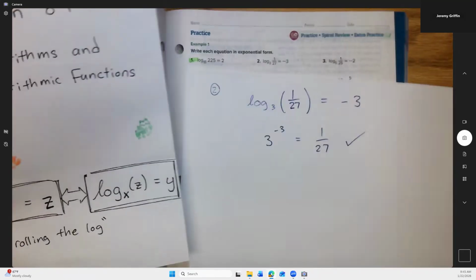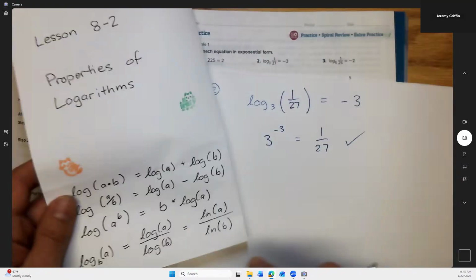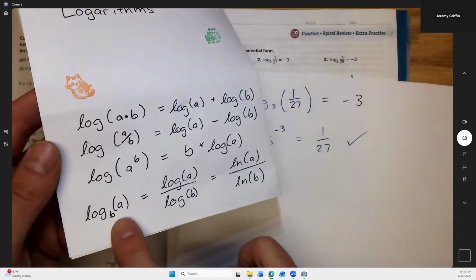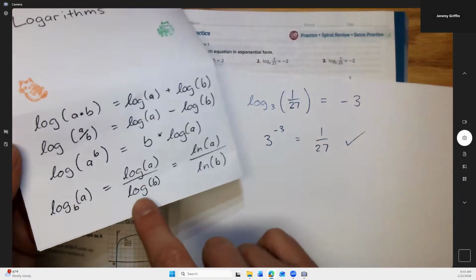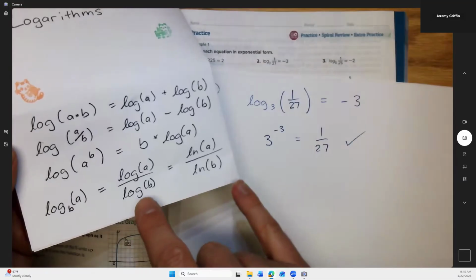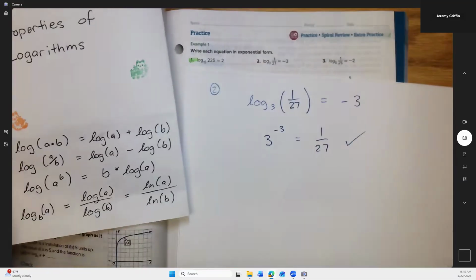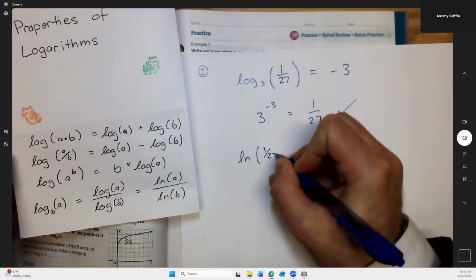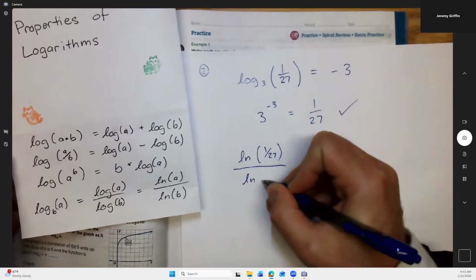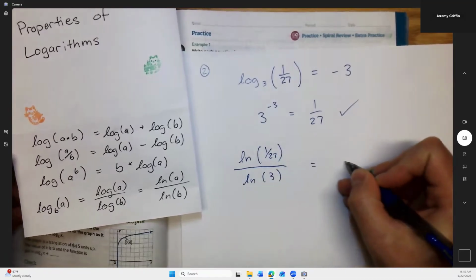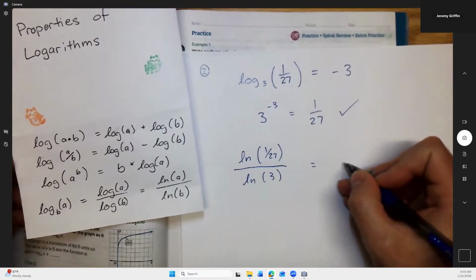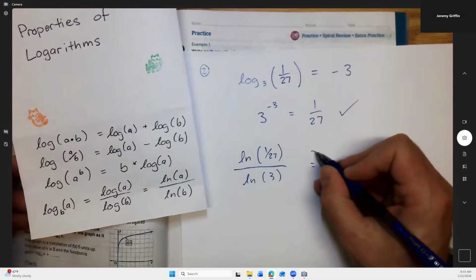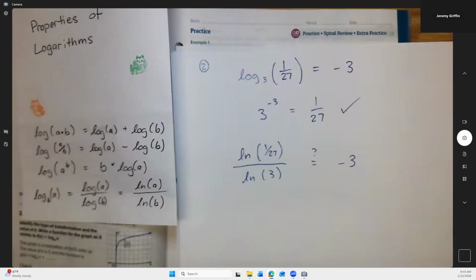I'll show you another way you can also check this from the logarithm statement. It's one of the last things I showed you guys yesterday. Remember, if you have some weird base, like log base b of anything, in this case maybe 3, you can convert bases by using this formula right here. So let's try it. If this is true, maybe I can take the natural log of 1 over 27 and then divide that by the natural log of 3. That should be equal to what? See if you guys are following. Negative 3. Yeah, negative 3. I'll put a little question mark here because we're going to punch this in the calculator and see if this is actually true.